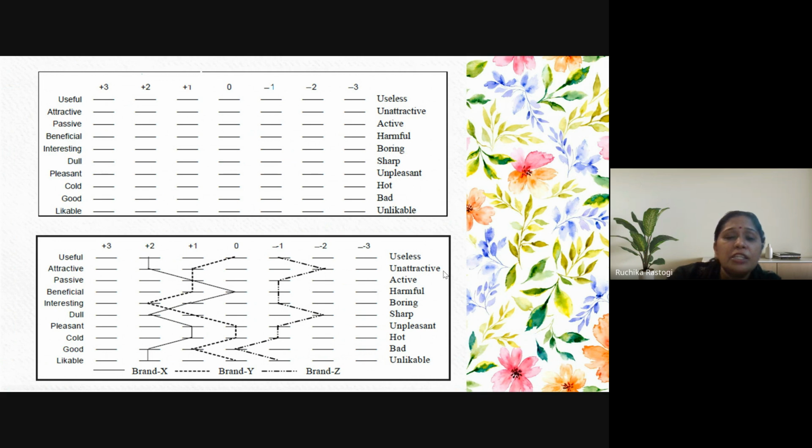अब कैसे इसको यूज करना है, just look at it very carefully. We are having 3 different lines. Look at below. Brand X is having the simple black line. Brand Y is having the smaller dots. And Brand Z is having a big dots, small dots combination. So if I see the simple line, what is Brand X showing? Brand X is showing it is useful, attractive, but it is not so beneficial. It is okay in dull, in shining. It is not so pleasant. It is not so cold. It is good and it is likable.